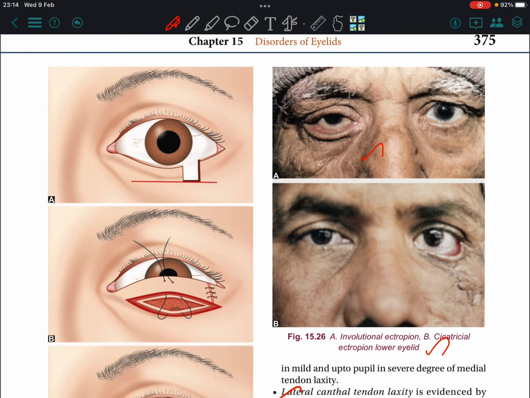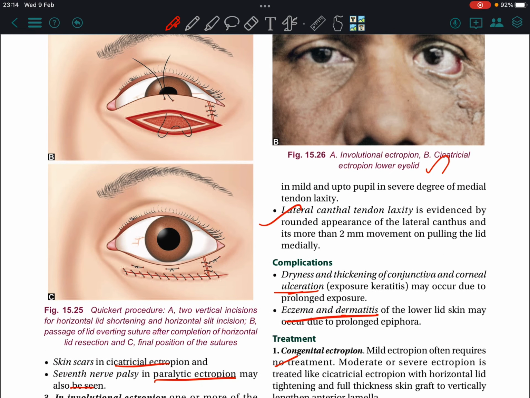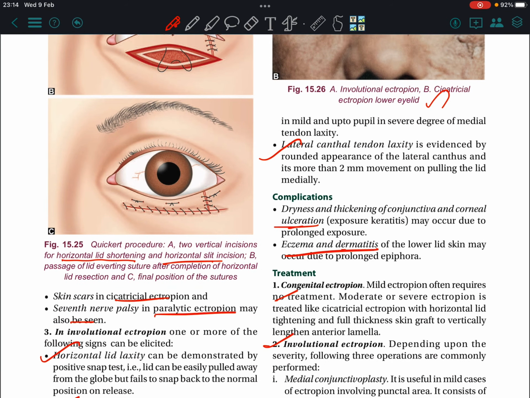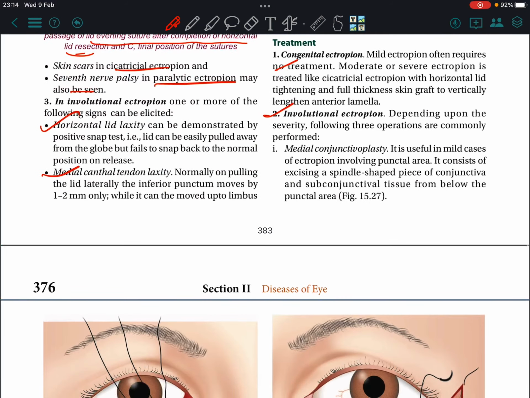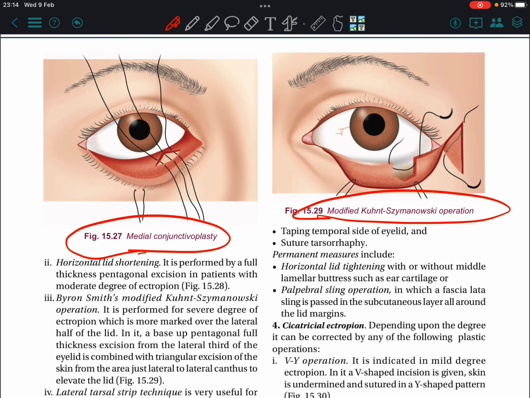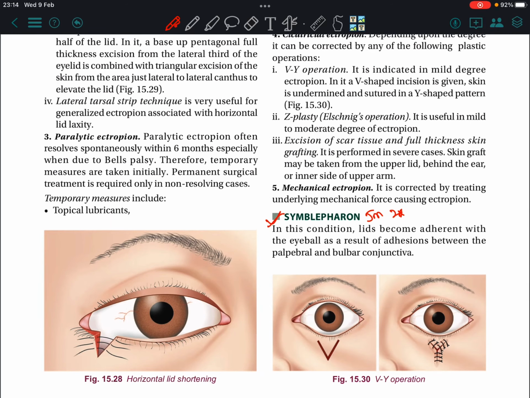A is two vertical incisions for horizontal lid shortening and horizontal slit incision. B is passage of lid everting sutures after completing the horizontal lid resection. C is final position of sutures. Medial conjunctivoplasty, modified Kuhnt-Szymanowski operation.